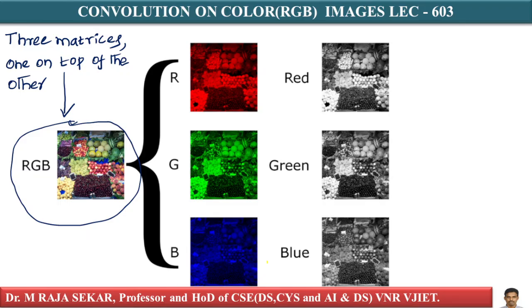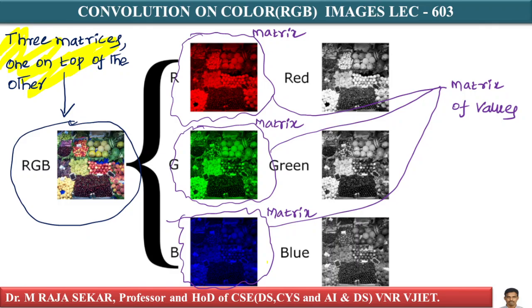You can think of this RGB image basically as three matrices, one on top of the other. This is matrix 1, matrix 2, matrix 3. It is a matrix of values. Each image is represented by a matrix, and in a matrix you have values. Three matrices represent one image. The RGB image you divided into three images: red image, green image, blue image, which means you have three matrices.